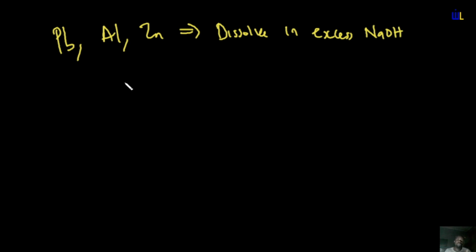Now, whenever you're dealing with lead, aluminium, or zinc, when the precipitate is formed, they dissolve in excess NaOH. Why? Because they are amphoteric. So every other metallic oxide or hydroxide that is precipitated during that particular reaction will not dissolve in excess NaOH, simply because those other ones are not amphoteric. These are the only ones that dissolve in excess.